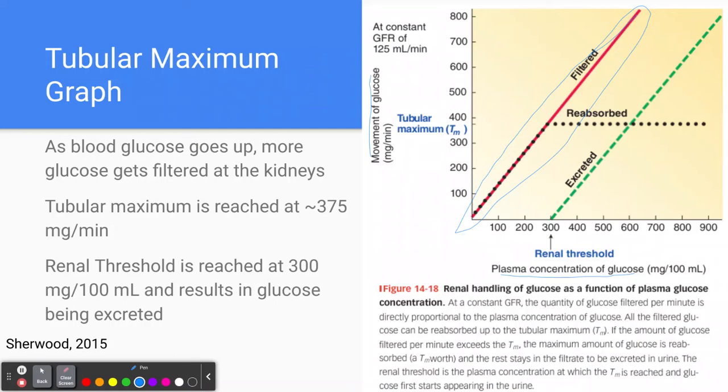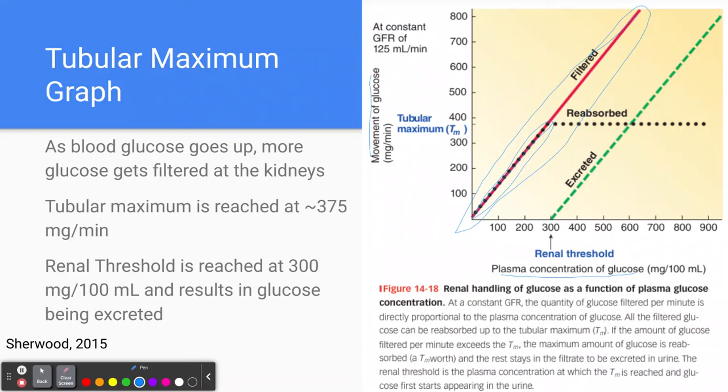Initially, starting from bottom left, all or most of the glucose, again, that's about 99%, is reabsorbed. So we can see that again. If we look at this dotted line, that's going to be our reabsorption. And up to about 375 milligrams per minute is our kind of threshold. You can see up to that point, most, if not all, of that glucose is going to be reabsorbed. Again, that's really important because our cells need that glucose.